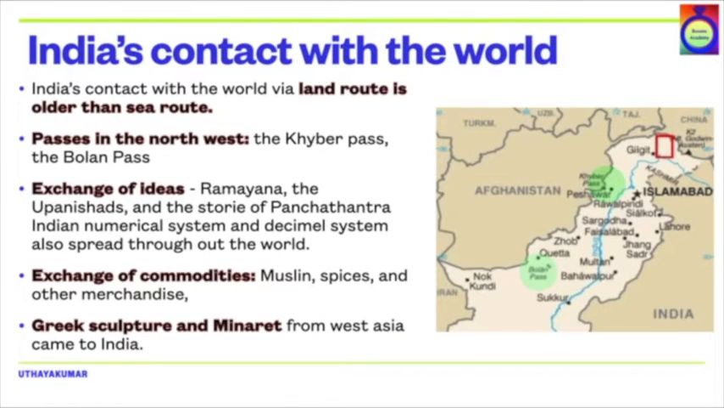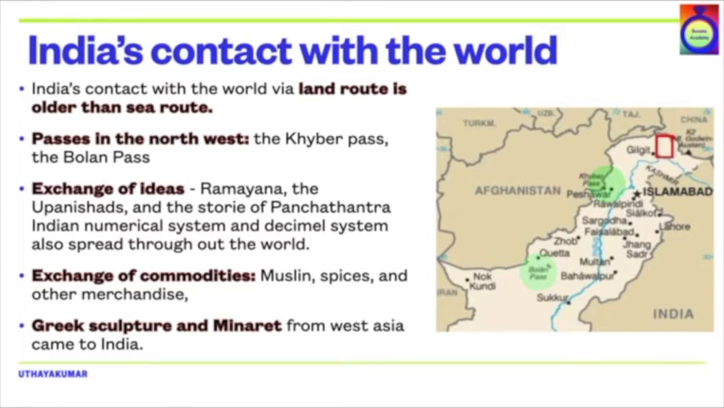Now, India's contact with the world. Next part of this chapter is India's contact with the world. India had established contacts with the outside world through land routes, especially through Khyber Pass and Bolan Pass in northwestern India. Now it is in Pakistan. These passes enabled travelers from Central Asia, Persia, that is Iran, Turkey, Greek, and other outsiders came to India and tried to establish their culture in India.